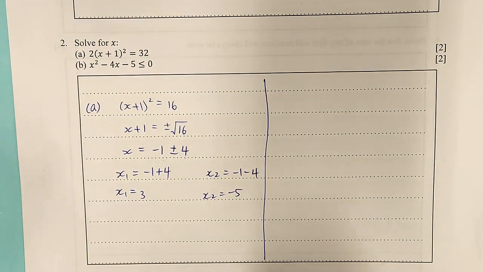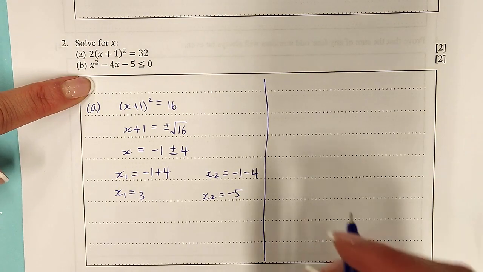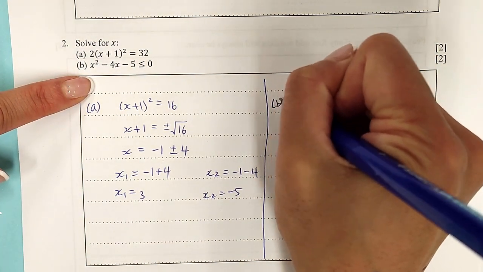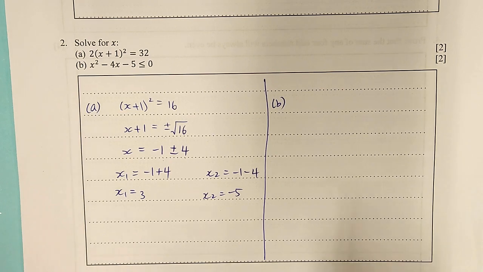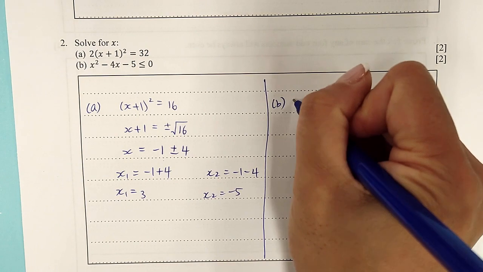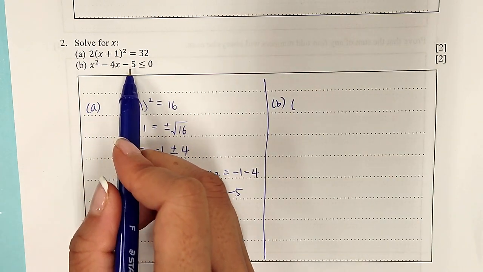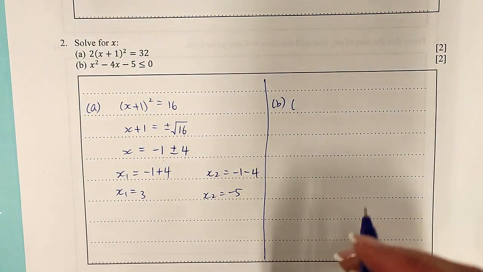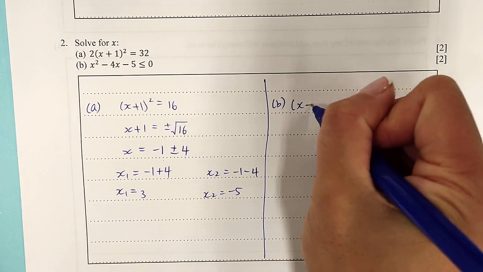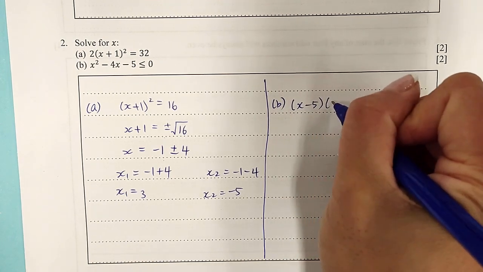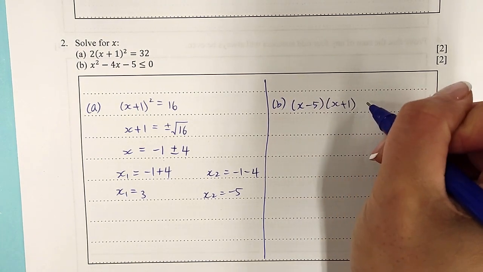Let's take a look at question B. So question B is an inequality. Whenever we're dealing with quadratic inequalities, it's best practice to first factor your expression. So x squared minus 4x minus 5 factors into x minus 5 times x plus 1.